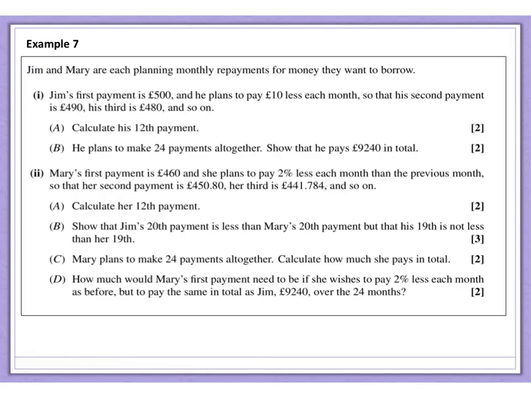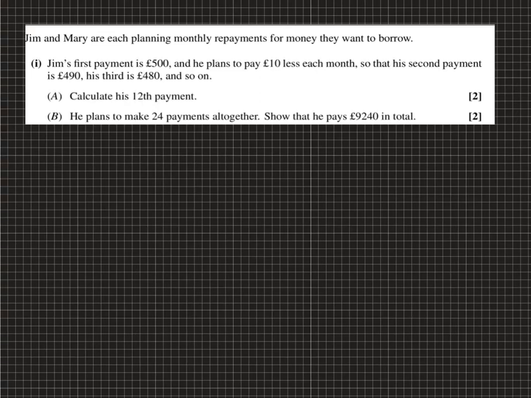So example 7, there's a lot of text here. Make sure you've read through the question really carefully using the PDF. We're going to start part 1 on the next page. So Jim and Mary are each planning monthly repayments for money they want to borrow. Jim's first payment is £500 and he plans to pay £10 less each month, so his second payment is £490 and his third is £480 and so on.